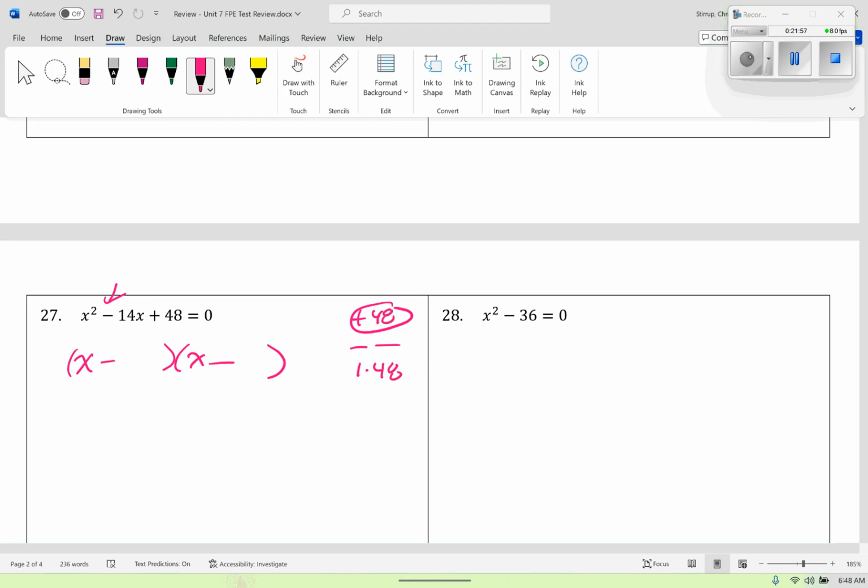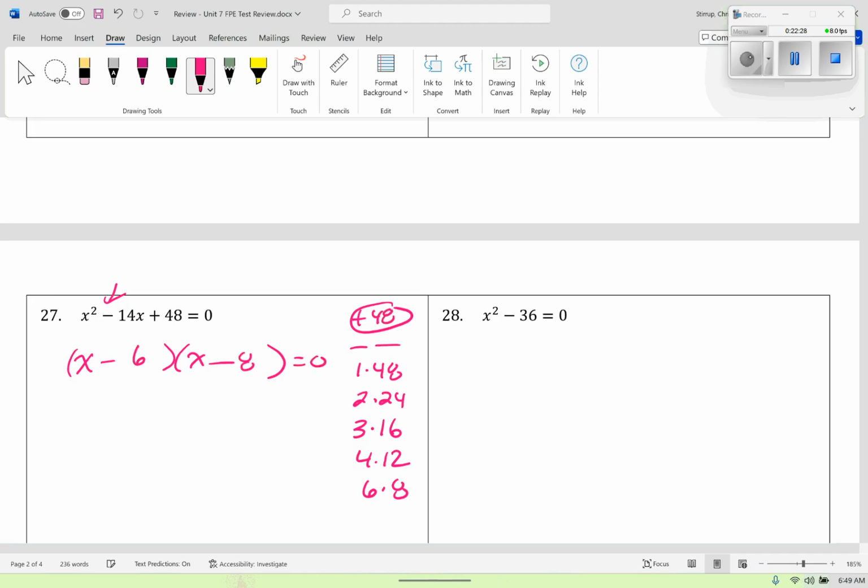So I want to figure out, let's see, well, 1 times 48 gives me 48. Will that give me 14? No. What about 2 and 24? Will that give me 14 if I add them together? No. Let's see, 3 and 16. If I add those together, would I get negative 14? No. What about 4 times 12? It's getting closer, but it's not quite there. 5 doesn't work. What about 6 and 8? If those are both negative, would they add up to negative 14? Yes. So I have x minus 6, x minus 8.